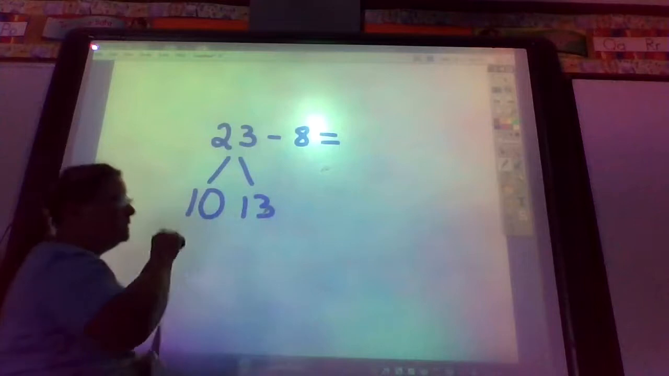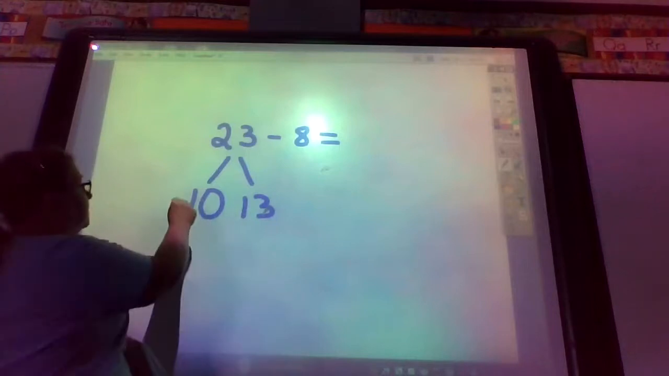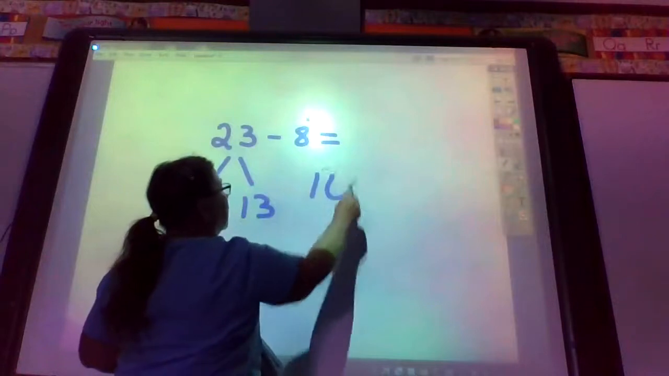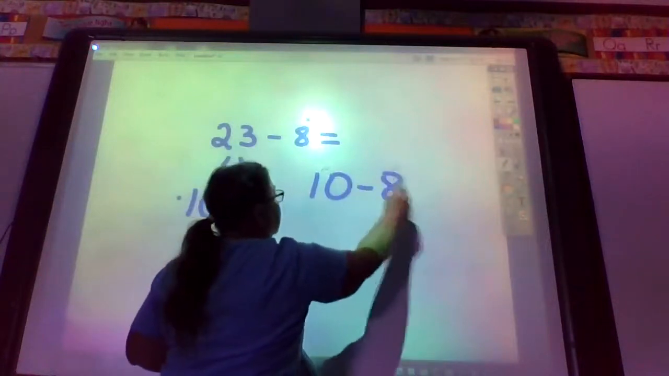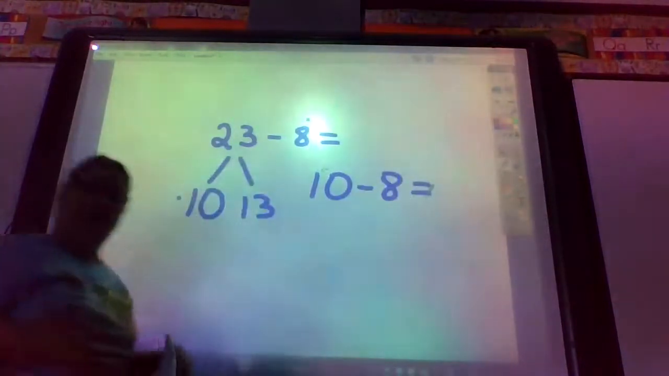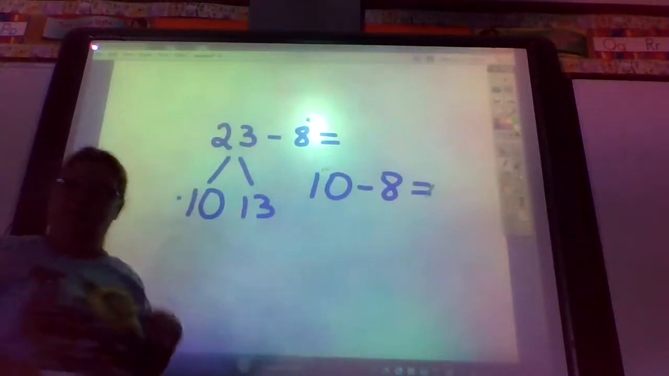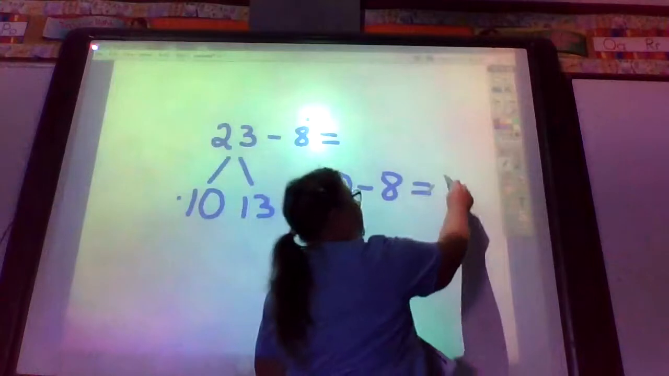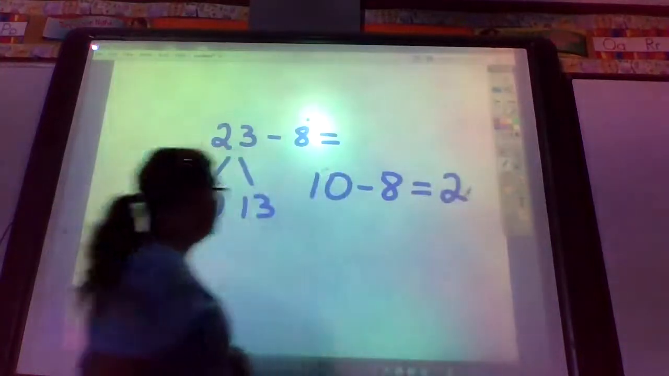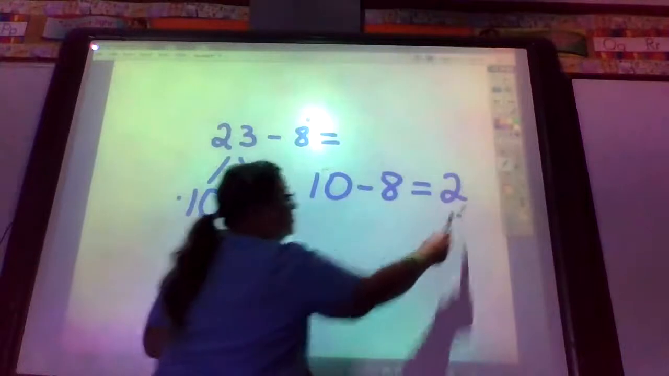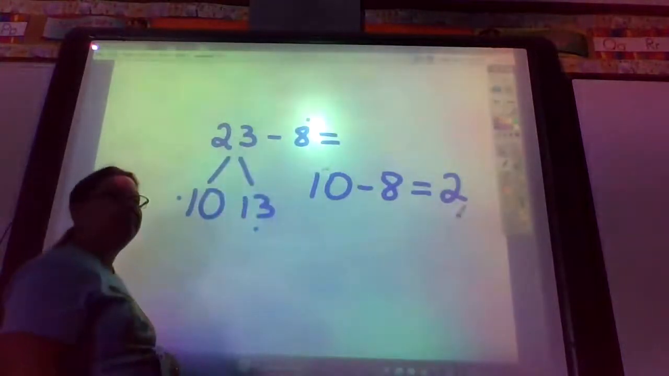Now, I'm ready to subtract. I'm going to use my 10, and I'm going to use my 8. 10 minus 8. Okay, here we go. 10 minus 8. 8, 9, 10. Know it in my brain. I have my 2. Now I have my 13, and I have my 2 that I'm going to use. I'm going to add them together.